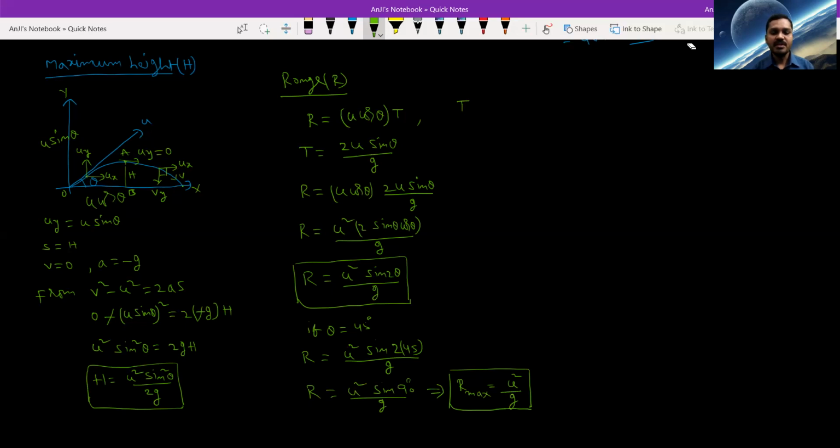So in this equation, if we substitute theta is equal to 45 degree, how much do we get here? The maximum range of projectile is equal to u square by g. And next, one more topic. The trajectory of a projectile body is a parabola. So now we discuss how it is the parabola equation.